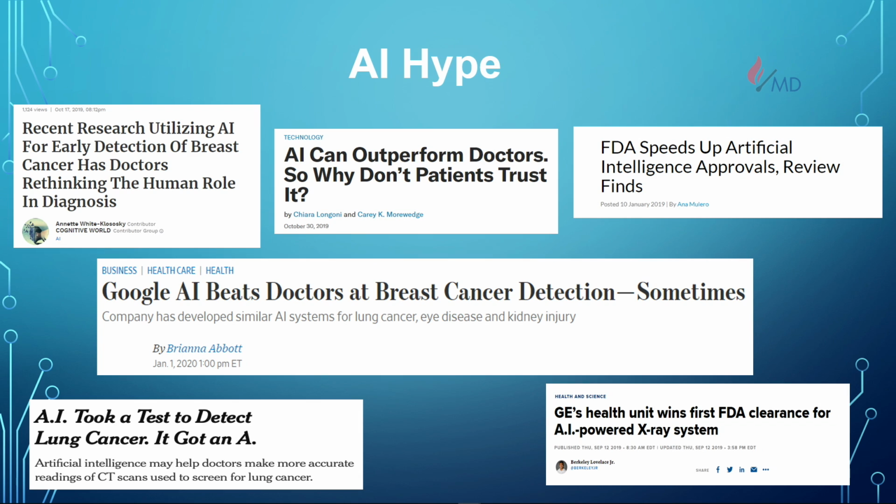So this is a lot of AI hype. Let's take a moment to look at this slide. I've got the newest one right in the middle. This is why I get messages all the time asking me if people should still go into radiology. And I laugh at it because I think that it's a little absurd. So my favorite headline in this right now is, "AI can outperform doctors, so why don't patients trust it?" That has a lot of implications, right?